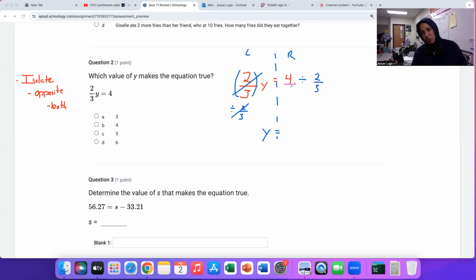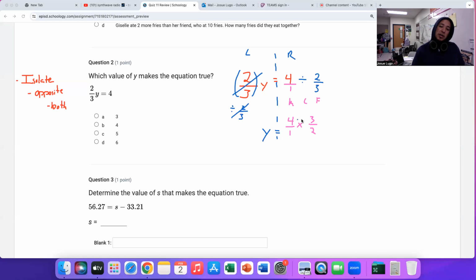We need to remember this is 4/1. And to divide fractions, I must remember to keep, change, and flip. Keep, change, flip. And when I do that, we keep the 4/1. We change the division to multiplication, and then we flip the 2/3 into 3/2. Now we're viewing the same problem, but now from a multiplication perspective.